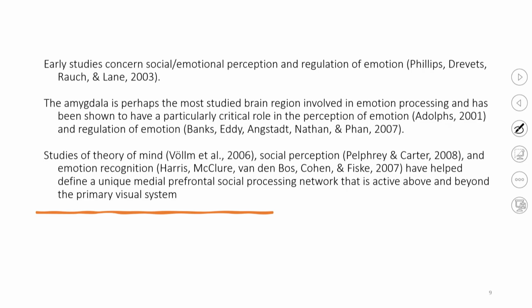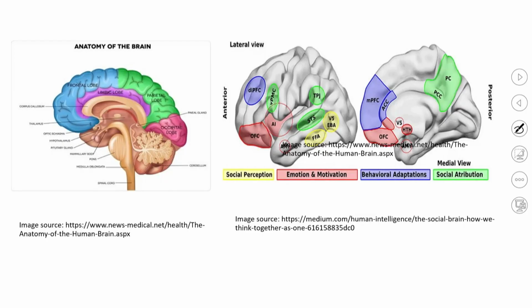So, early studies concerned social and emotional perception and regulation of emotion. A lot of studies were carried out on emotion regulation. For example, amygdala is perhaps the most studied brain region involved in emotion processing; now it is quite common knowledge that amygdala is responsible for emotion processing. This is something that goes back all the way to a couple of decades back. Now, of course, we have finer understanding. Similarly, studies of theory of mind, social perception and emotion recognition have helped define a unique medial prefrontal social processing network. That is the more recent knowledge that we have coming from this discipline.